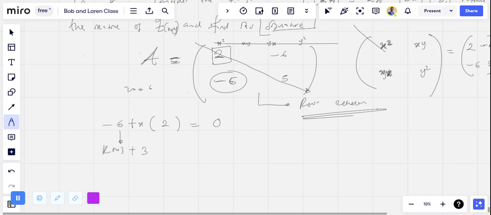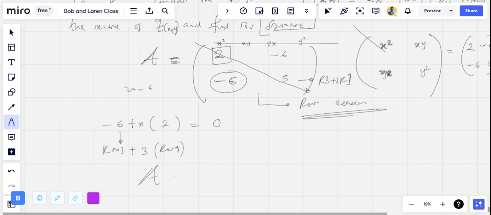My x is 3 if I solve it out. Then times this 2, which is on row 1. So the formula I'm using basically here is row 3 plus 3 row 1. That's the formula I'm using.